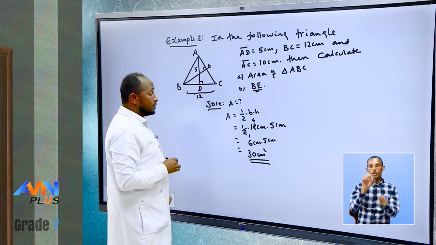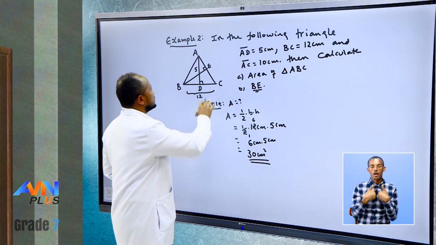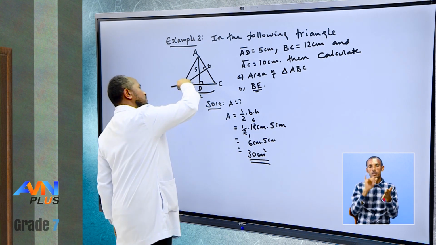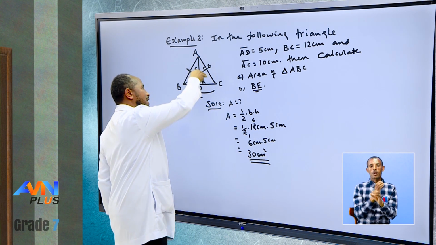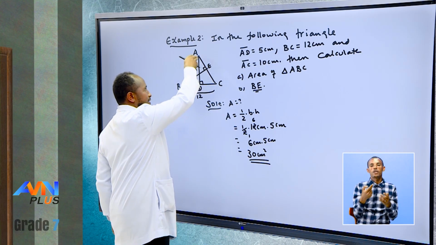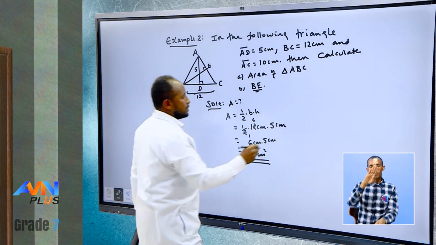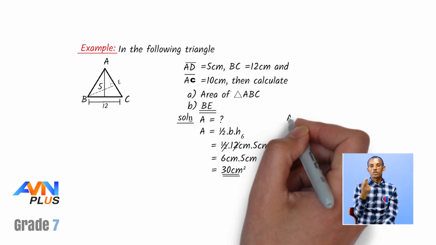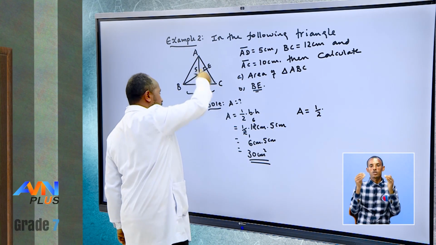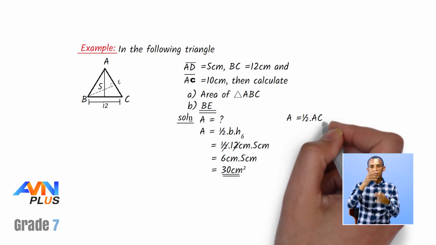So to calculate length BE, since we have known the area of this triangle, using that and using the formula to calculate the area of the triangle on the other side, using this height and this side, we can calculate the length BE. So using this equation, area of triangle will be half times this base AC times this height BE.